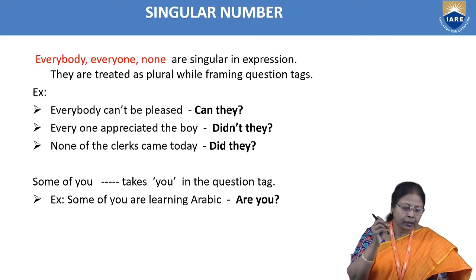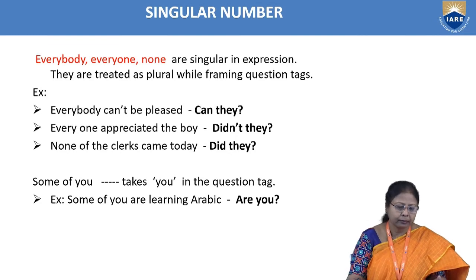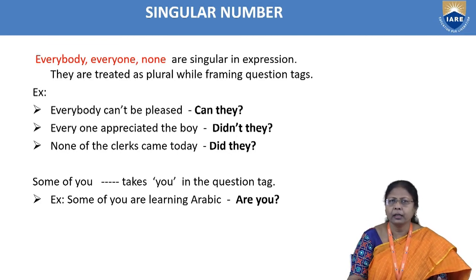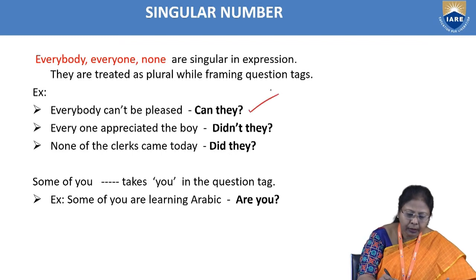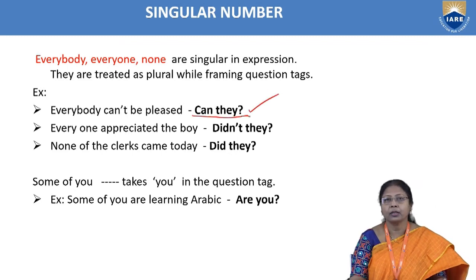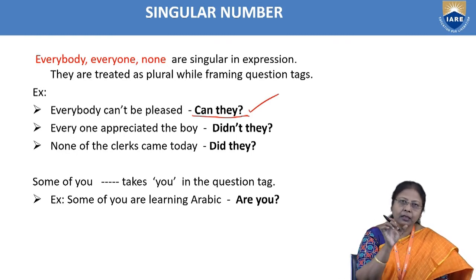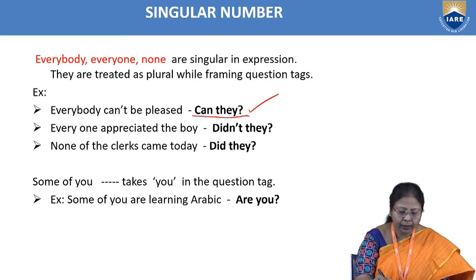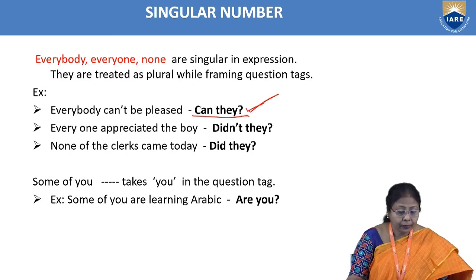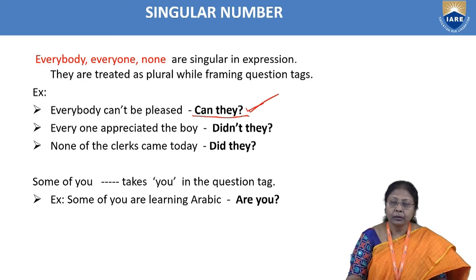Though we are using everybody, see, everybody can't be pleased. We can't please everybody in the auditorium. Everybody means many here. That's why we are taking here can they, a positive expression. Though it looks singular in expression, that is everybody, everyone, none, they are plural in expression. Everyone appreciated the boy, didn't they? None of the clerks came today, did they?